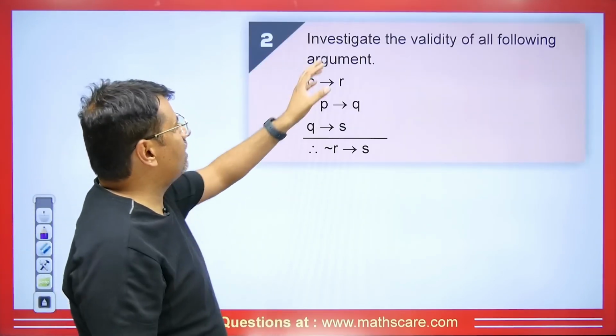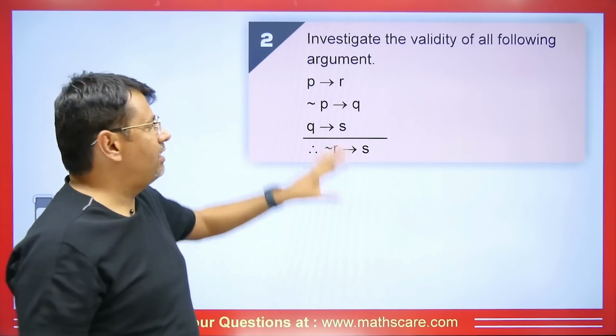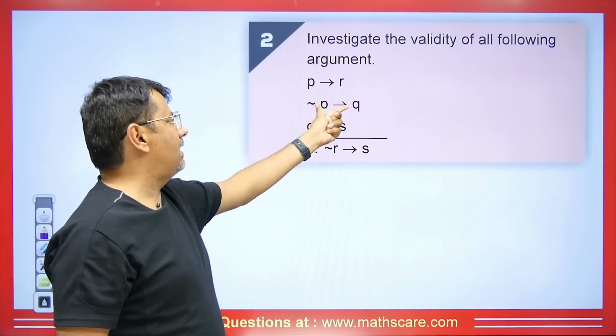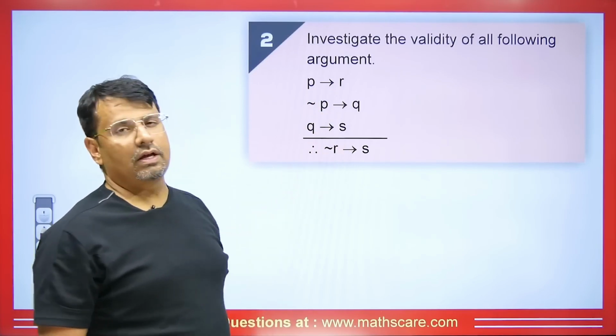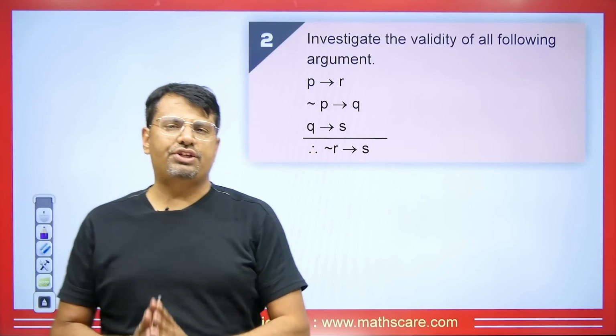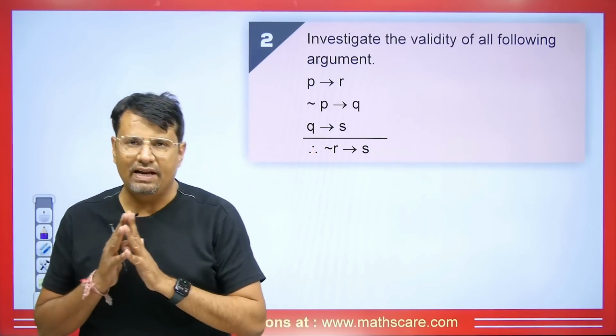Let's see the question first. Investigate the following argument. The argument is already given. We just have to find its validity. So we have three premises here. This one, and this one. And what is happening here? Its output is coming, right? It's a conclusion. So here we have to check if this argument is valid or not.